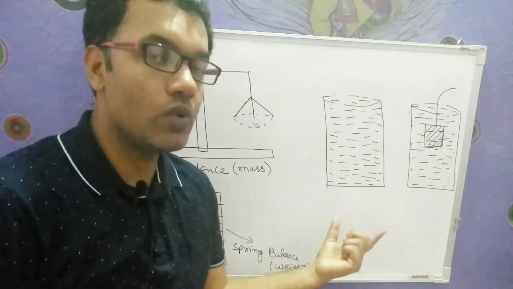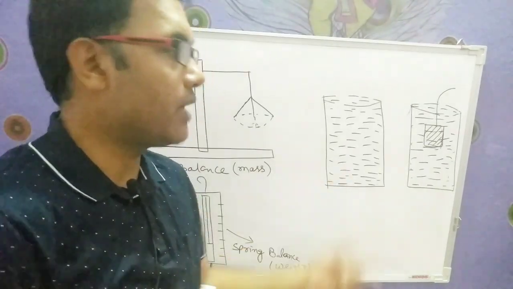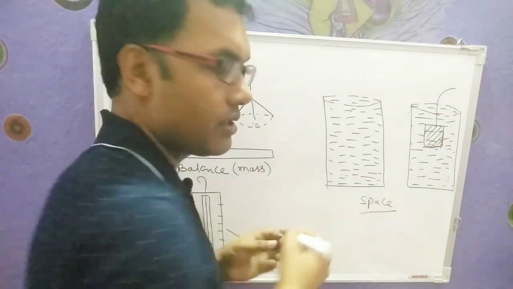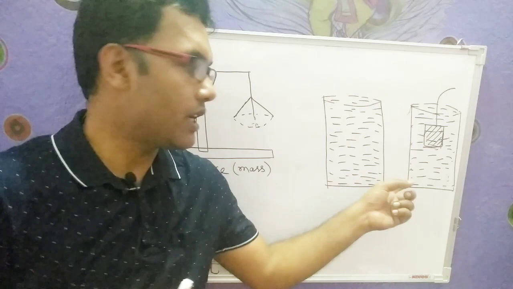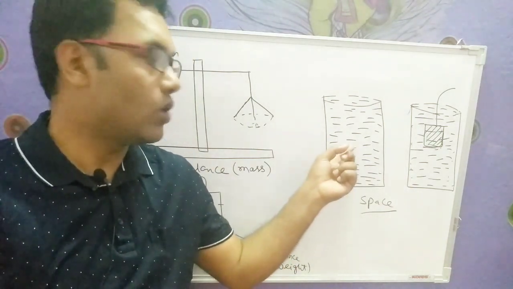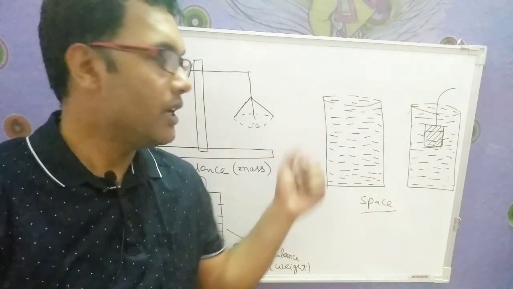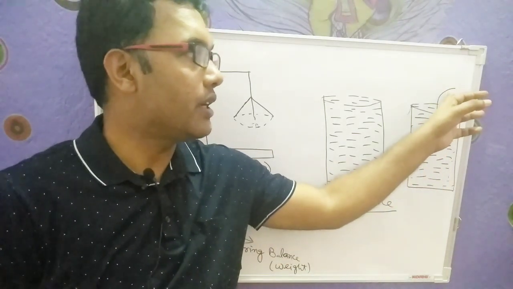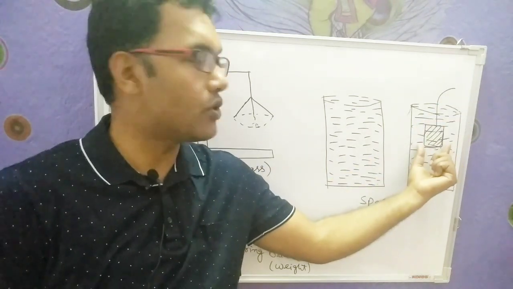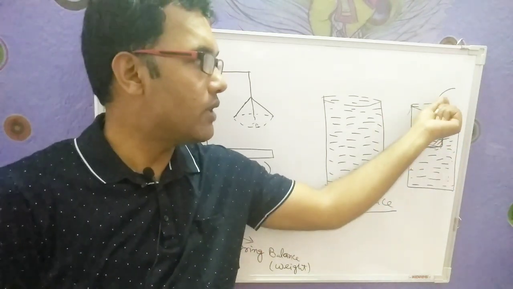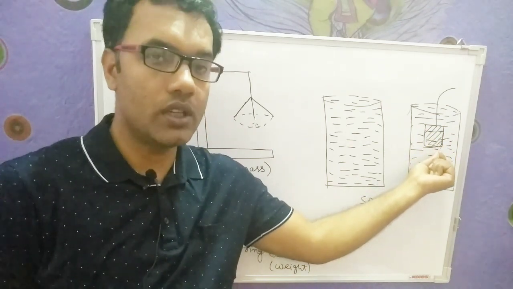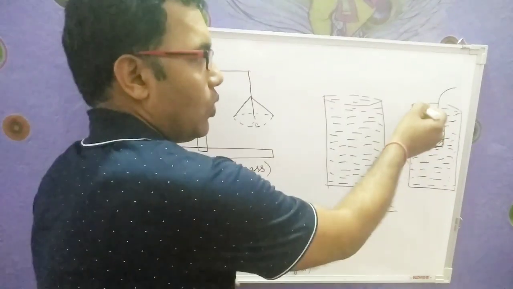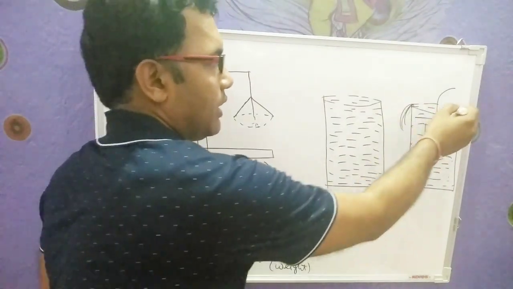Now coming to the next one, according to the definition, matter occupies space. So here we will prove how matter occupies space. Two glasses we have taken. In one of the glasses, water is filled till the brim. In the second glass also water is filled, but afterward we are taking a thread in which an ice cube is attached. Now slowly we will immerse it inside the water glass. While we are immersing, we will see that the water is flowing out of the glass.